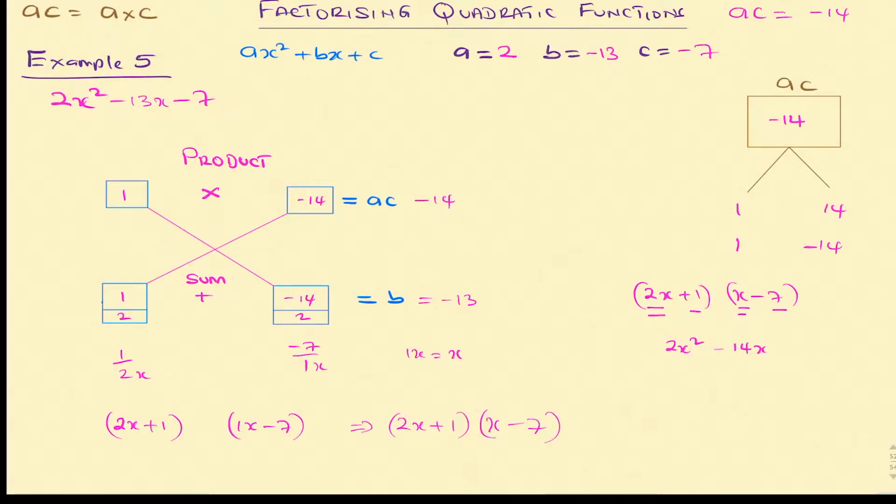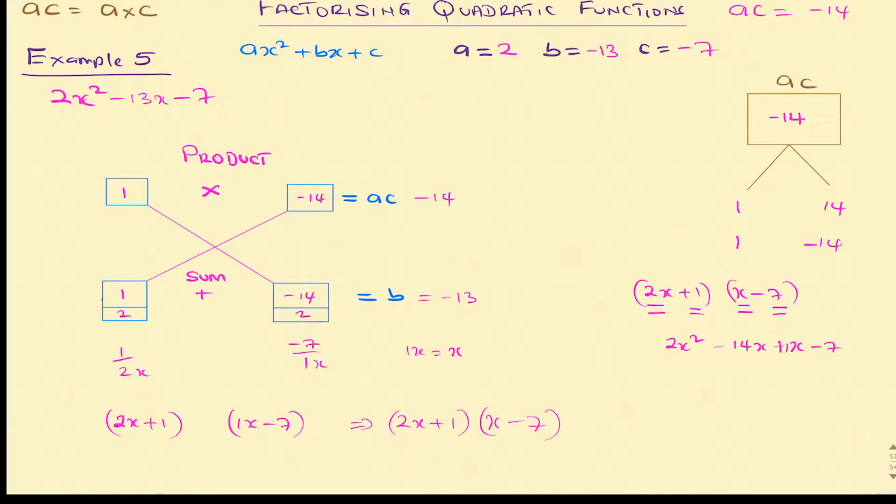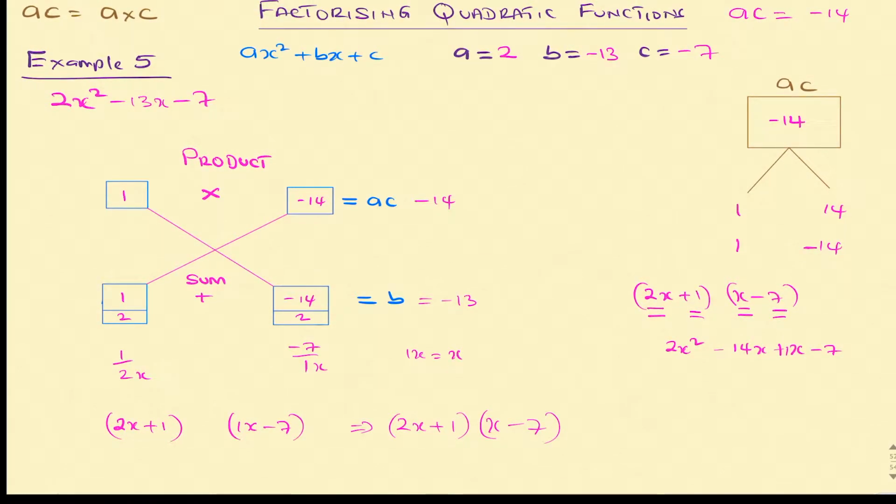1 times x is plus 1x. 1 times minus 7 is minus 7. So if we add them together, we will get 2x squared minus 13x minus 7. So that's correct. So therefore the factors are x, 2x plus 1, and x minus 7.